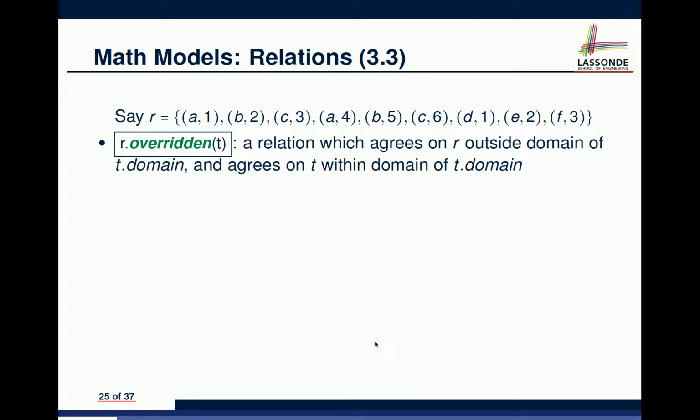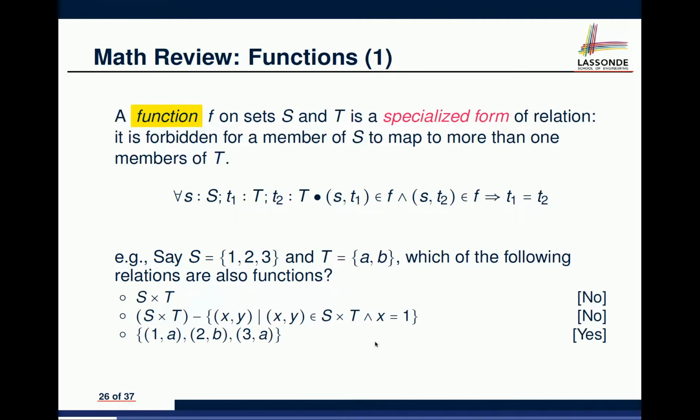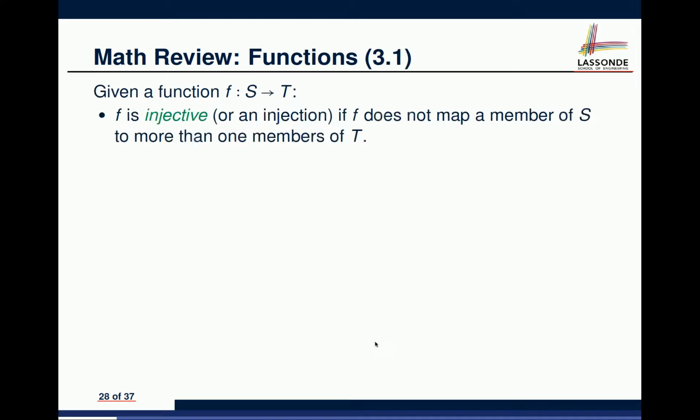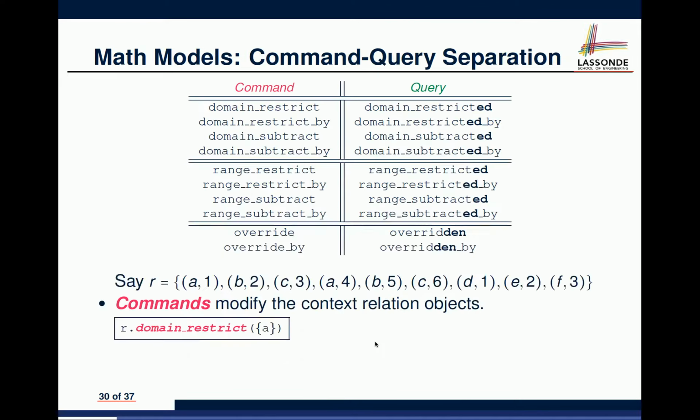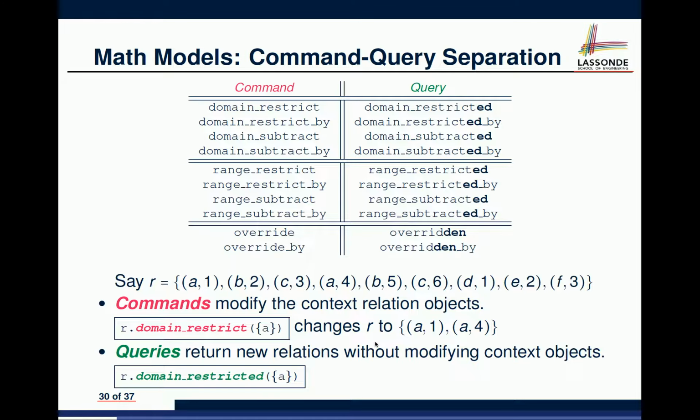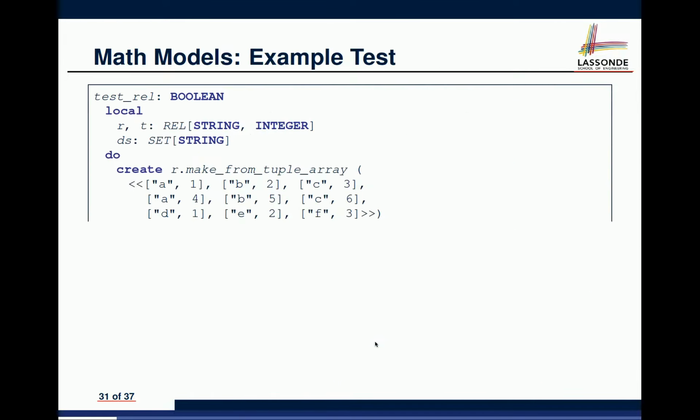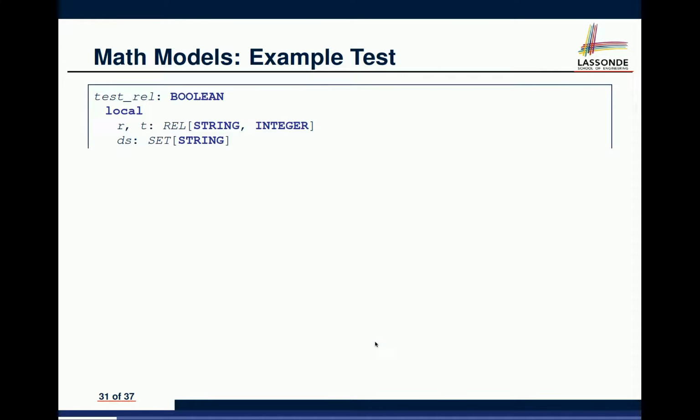Overridden is actually a very important feature. We'll review that today. For relation, let me go to the test itself so you can see exactly what I want to talk about. Convert versus query for the math models. This is a test. Let's take a look.